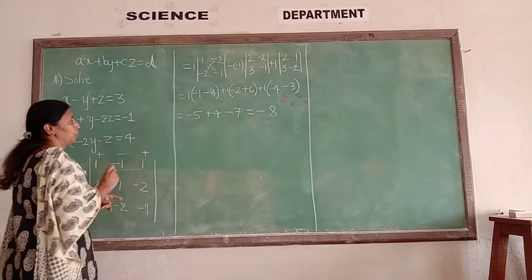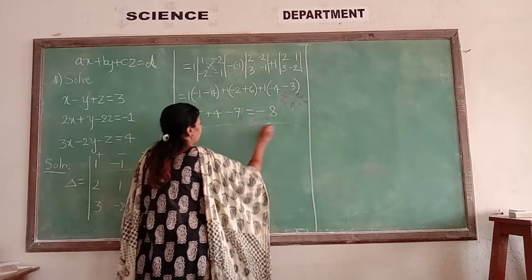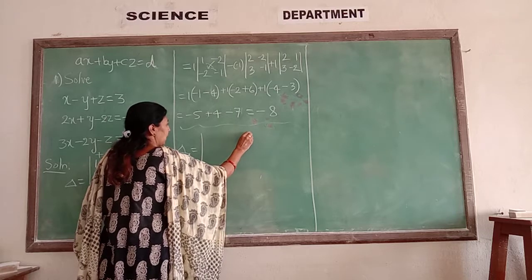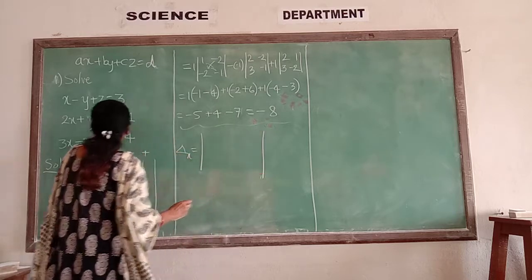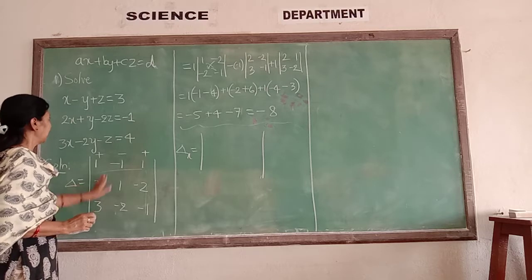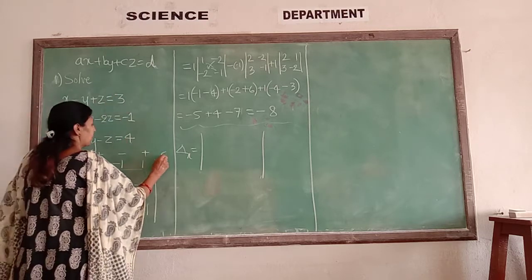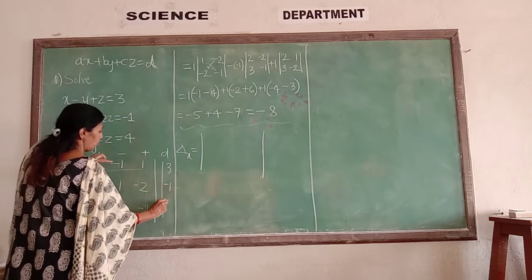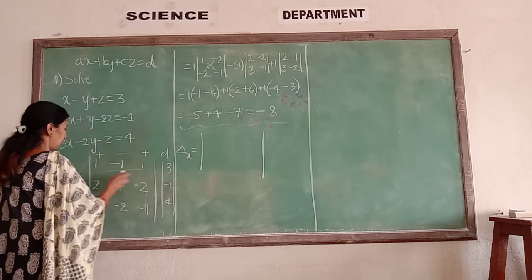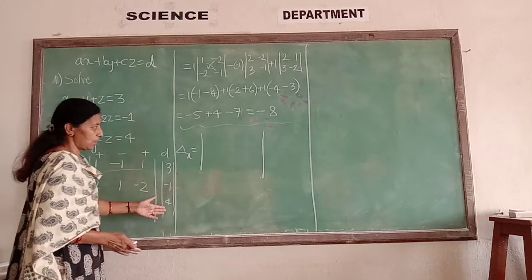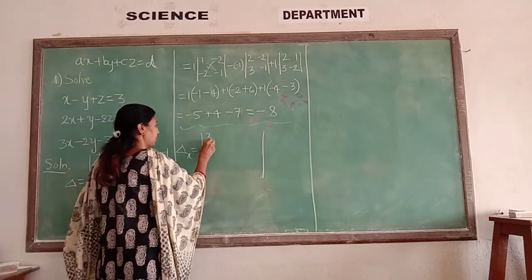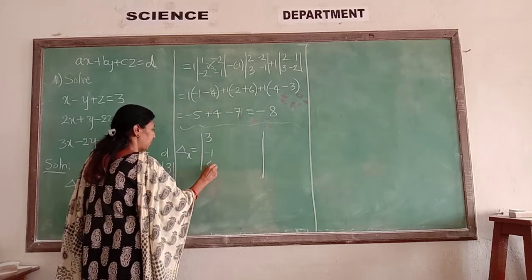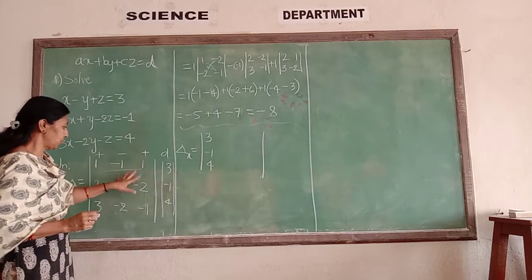Now you have to find delta x. While finding delta x, you have to replace this column by the constant column, the d here. What is d here? d is 3, minus 1, 4. This d column you have to write here instead of this: 3, minus 1, 4. In the delta itself you have to make a change, and the rest all as it is, no change.